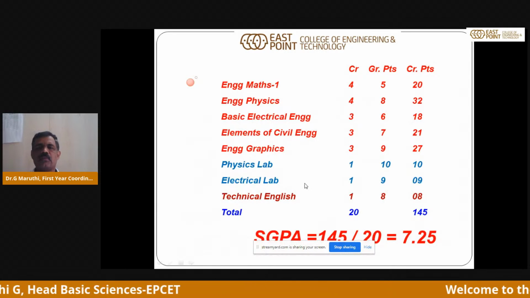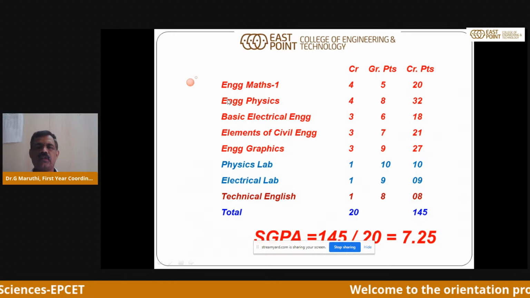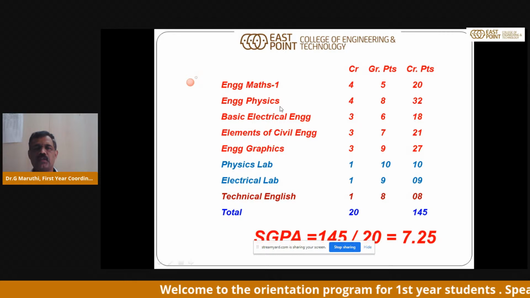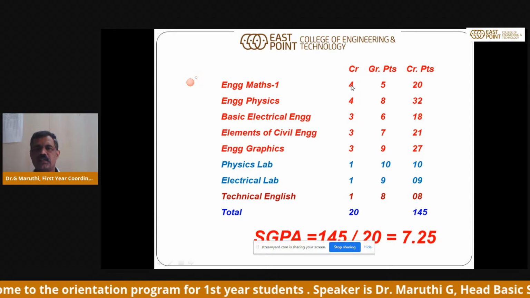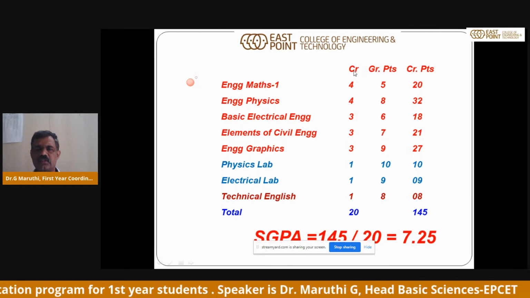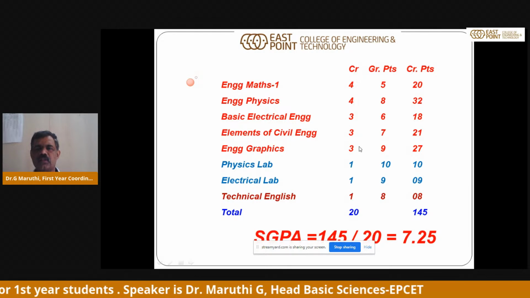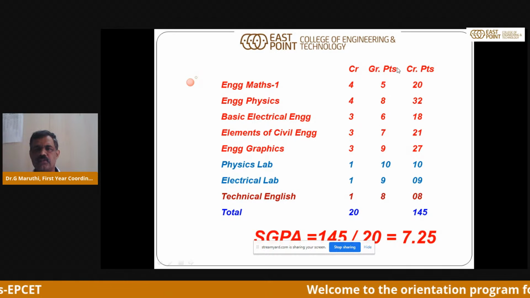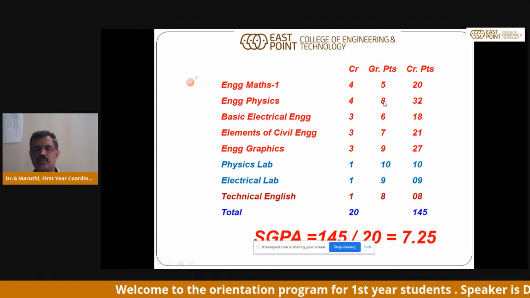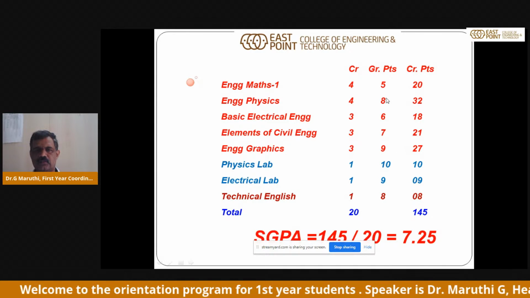I'll take one particular marks card. Hypothetically, I have taken there is one student. Let us say the marks card is like this. Say in the engineering mathematics, it has got a credit of 4. This is the weightage. The first column is reflecting the weightage given to the subject. It is constant. It is not variable. See the grade points the student has scored in the exam. How do we get these grade points? It depends upon how much marks he has scored in the university exam, along with the internal exam.